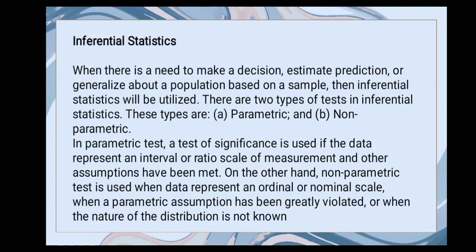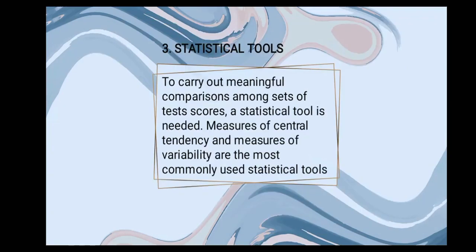In parametric test, a test of significance is used if the data represent an interval or ratio scale of measurement and other assumptions have been met. On the other hand, non-parametric test is used when data represent an ordinal or nominal scale, when a parametric assumption has been greatly violated, or when the nature of the distribution is not known.